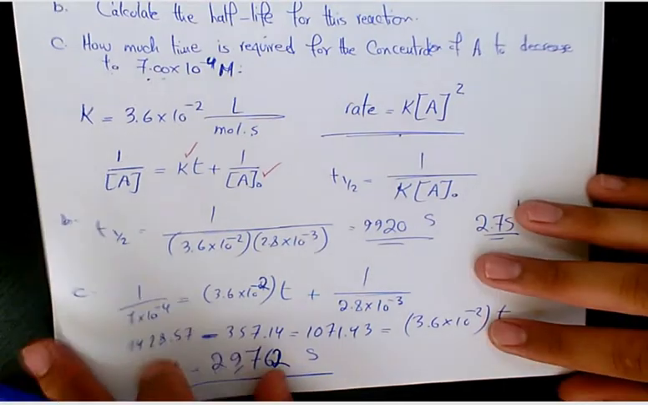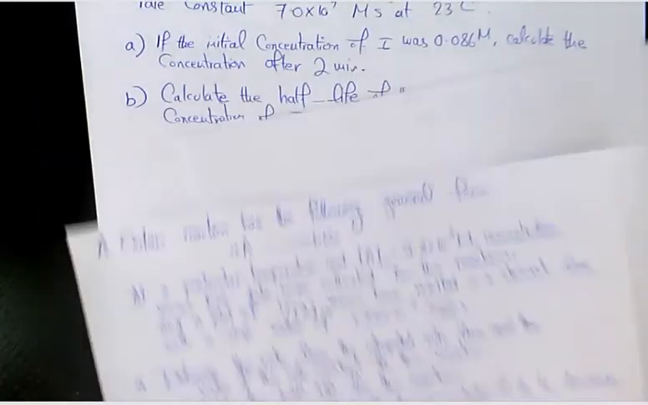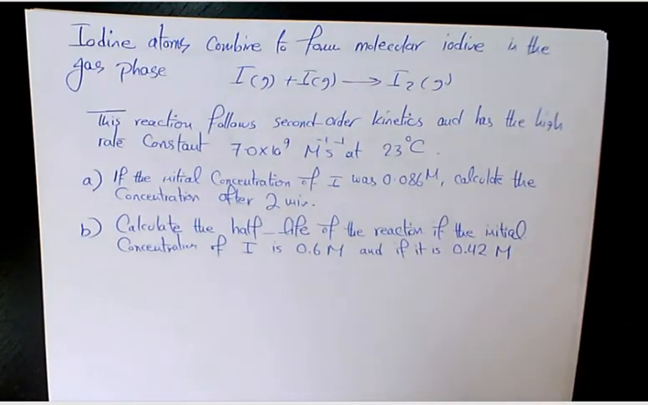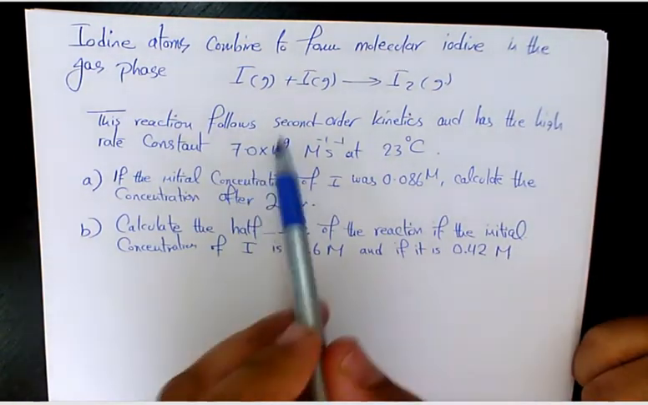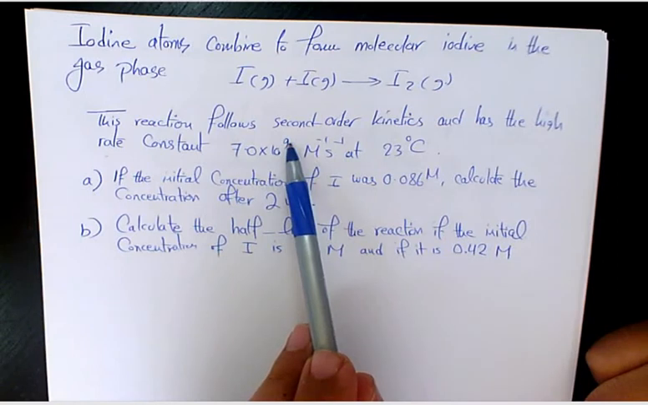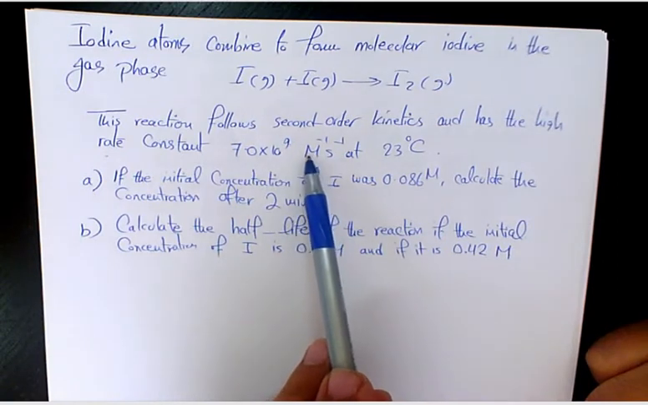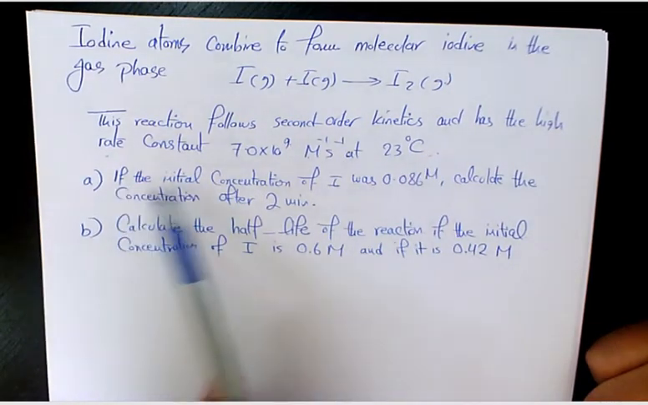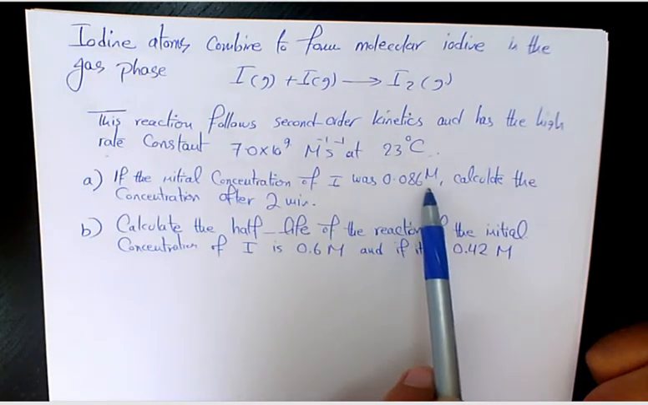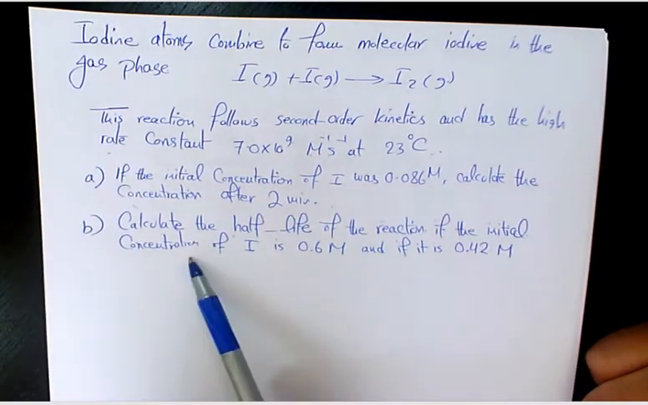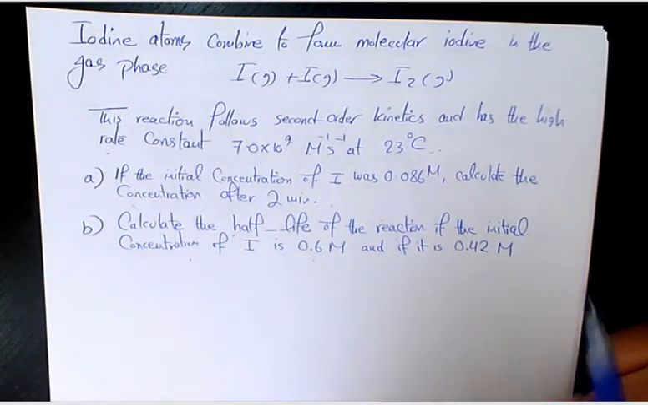Let's see another example. It says iodine atoms combine to form molecular iodine in a gas phase. I plus I gives I2. The reaction follows second order kinetics and has the high rate constant of 7 times 10 to the power of 9 per molar per second at 23 degrees. If the initial concentration of I was 0.086 molar, calculate the concentration after 2 minutes. Calculate the half-life of this reaction if the initial concentration is 0.6 and if it is 0.42.